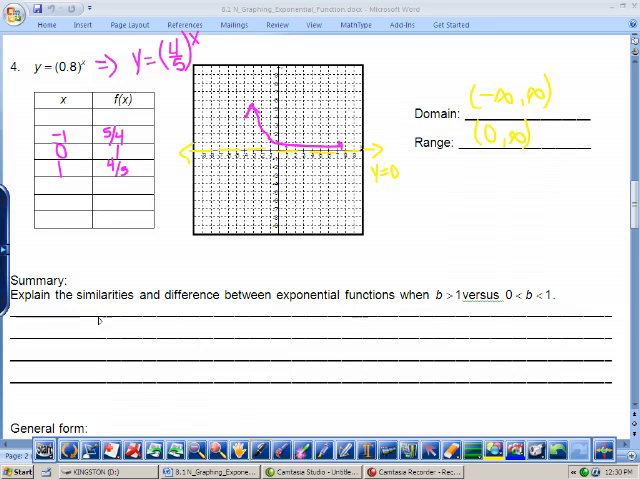All right, let's sum this up a little bit. Compare your 4 graphs that we've graphed at this point. When is our graph increasing and when is our graph decreasing? When the base is greater than 1. Okay, so when our base is greater than 1, why not equal to? Good, can't be equal to 1. When the base is greater than 1, our graph is increasing, which means exponential growth.